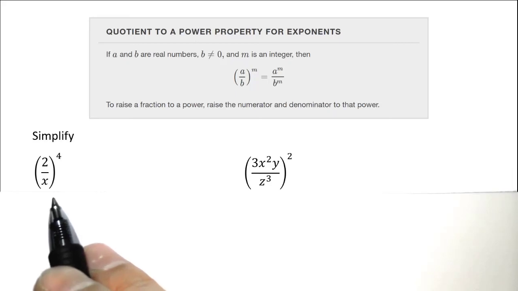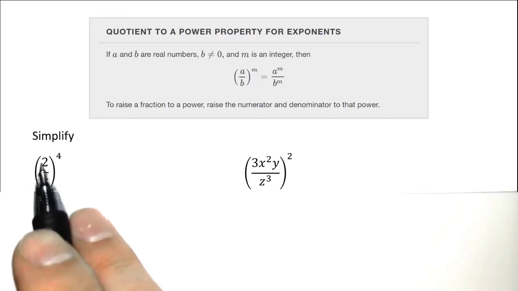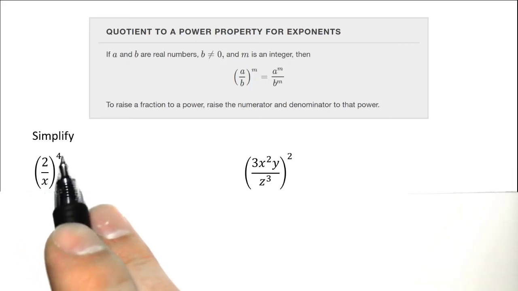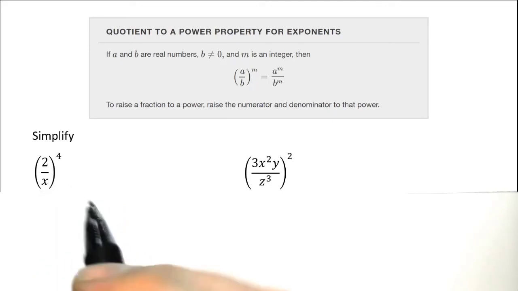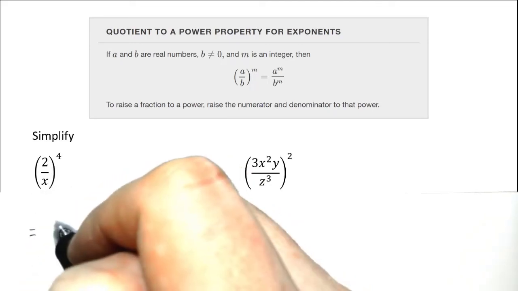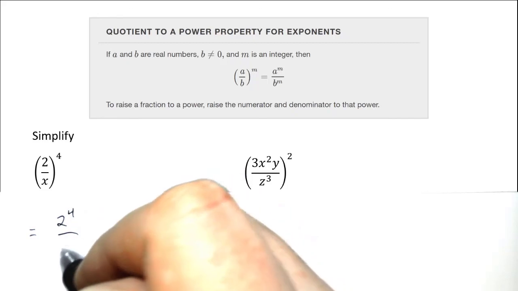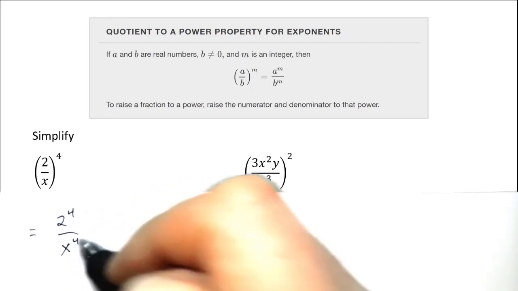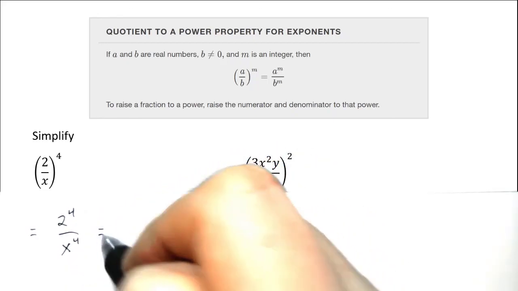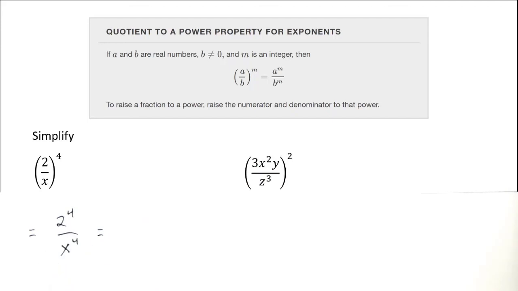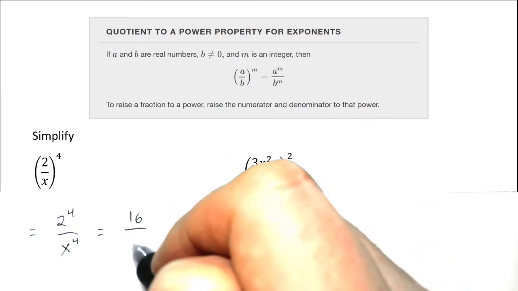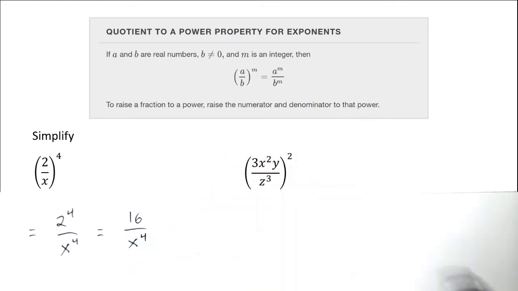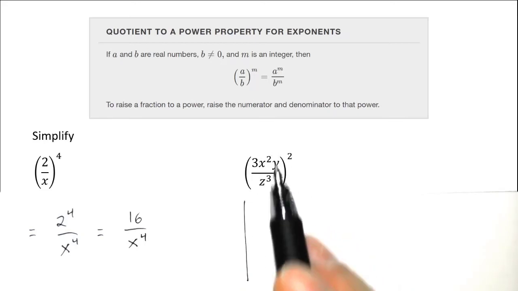Okay, well, let's see what we would do here. Well, okay, we got a quotient raised to a power, so we're going to distribute that power across. So this is going to become 2^4 over x^4. We can simplify this a little bit because I know 2^4 is 2 times 2 times 2 times 2, and that is 16.